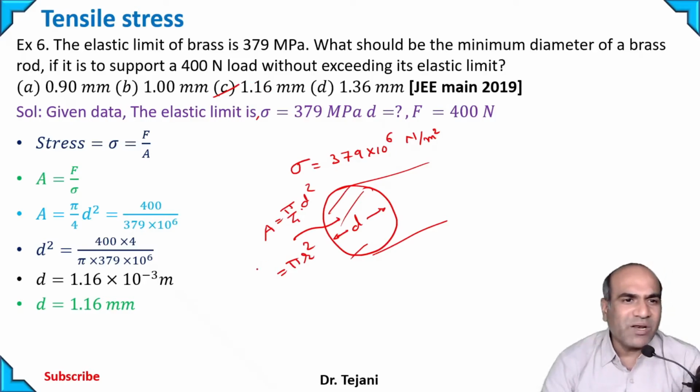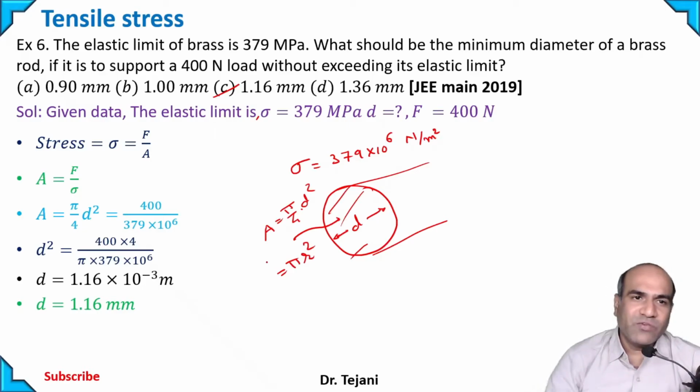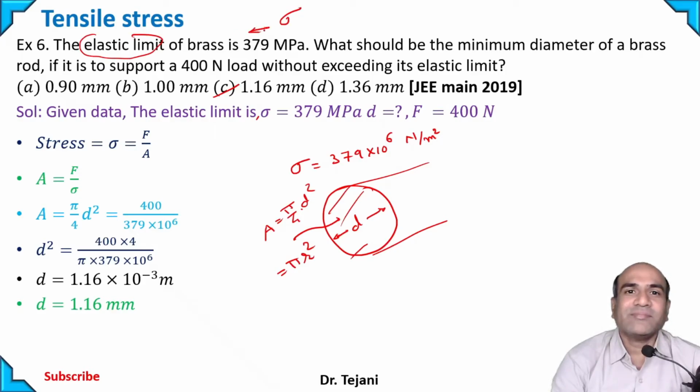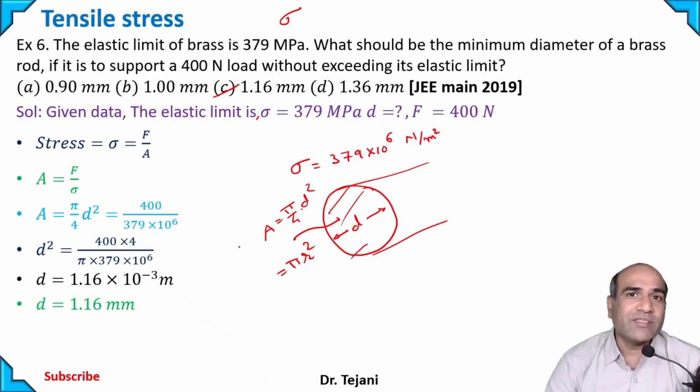That was the simple question asked in JEE 2019. But if you don't understand that the elastic limit means sigma, you may lose the marks. It is not always written as stress. It may be written as elastic limit, maximum limit, or yield limit. All are similar. So answer C is the correct answer.